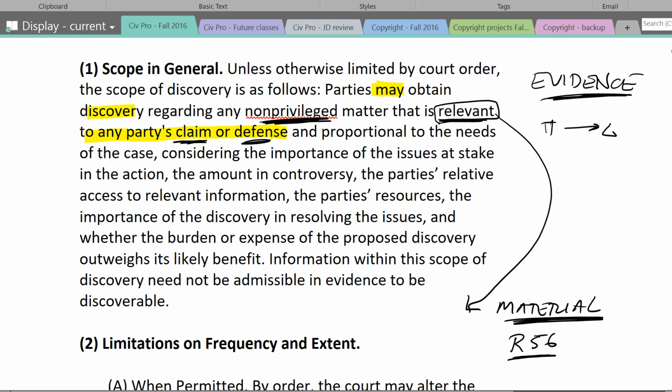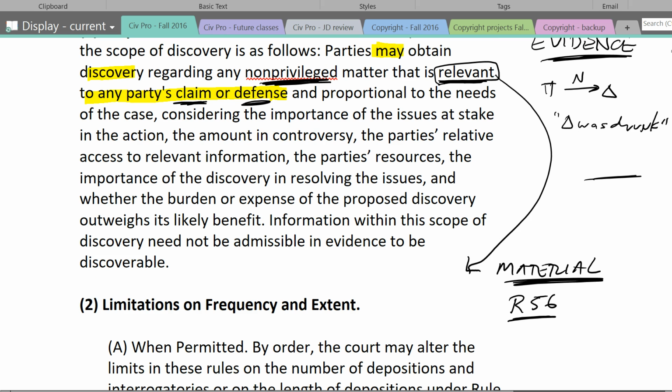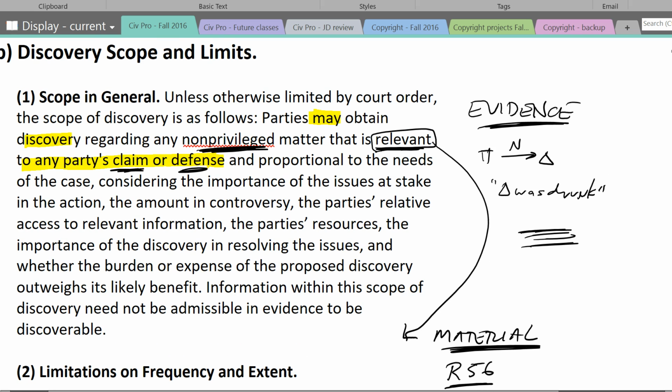Suppose plaintiff sues defendant for negligence, okay? And the plaintiff's complaint alleges that D was drunk, okay? Well, suppose the plaintiff is deposing a witness who may have seen the defendant drinking at a bar, okay, 2 hours before the accident. Well, that would be relevant information, wouldn't it? If the witness is able to testify the defendant was drinking 2 hours before the accident, then that's evidence that may make it more likely the defendant was in fact drunk at the time of the accident and therefore more likely to be negligent.